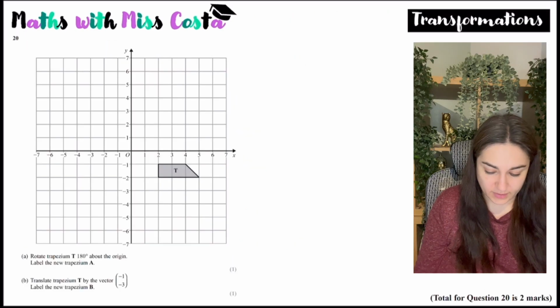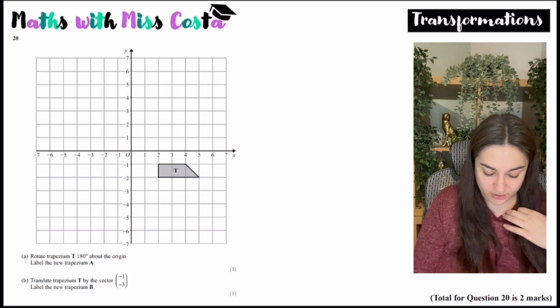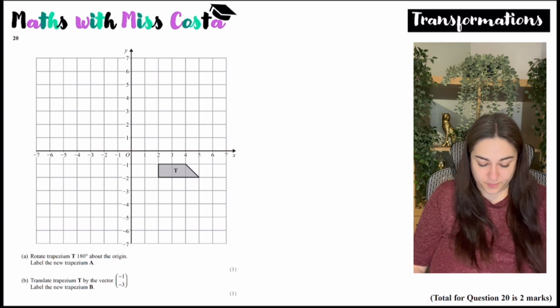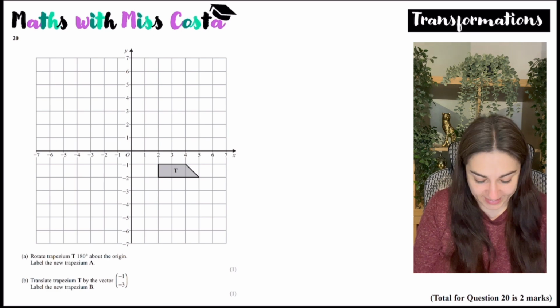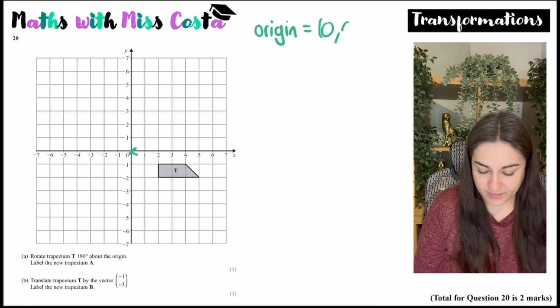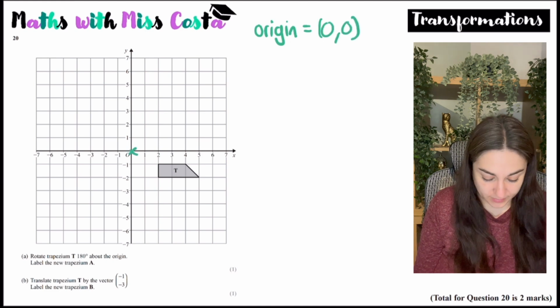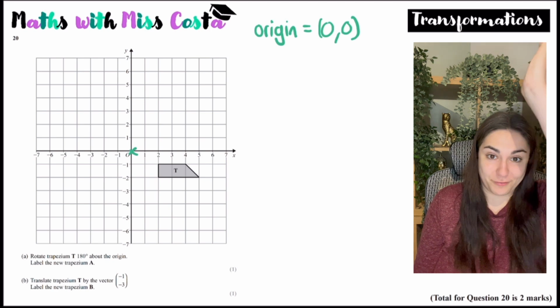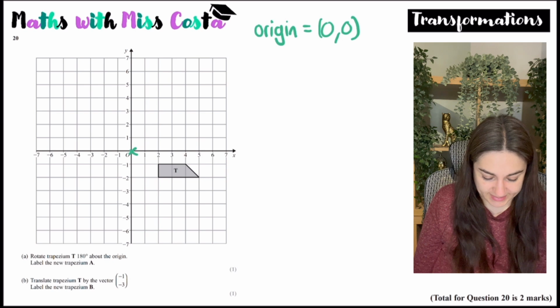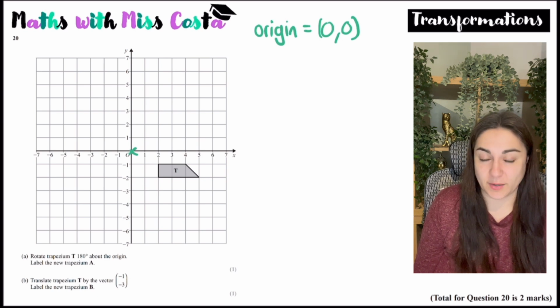Okay, over here I've got a transformation question. So I need to rotate trapezium T 180 degrees about the origin. Now the origin is literally the center over here. It's 0, 0. The origin is where everything begins. So I need to rotate T 180 degrees about the origin. And when I do this, you get some tracing paper.